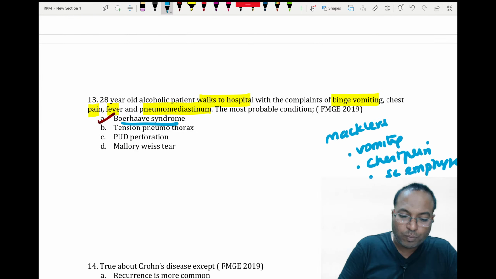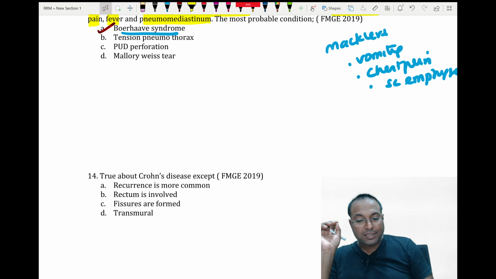See the simple question. We are discussing FMGE 2019, all the surgical gastro part of the questions. True about Crohn's disease is except. Recurrence is common, true. Rectum is involved is wrong. Just now I told you rectum is spared. Fissures are formed. It is transmural. Please remember, Crohn's is a transmural disease. Therefore, they develop strictures.